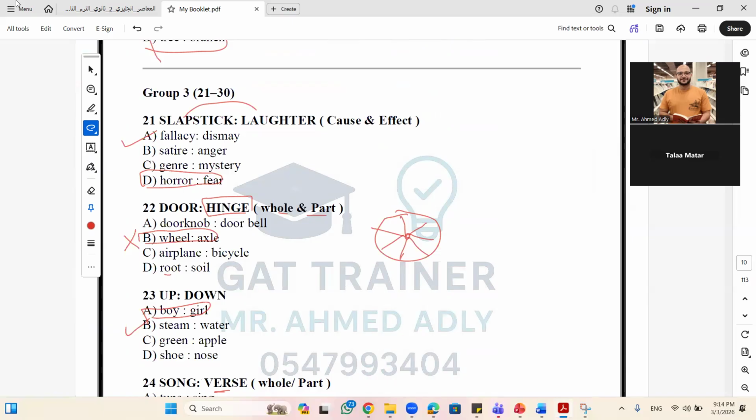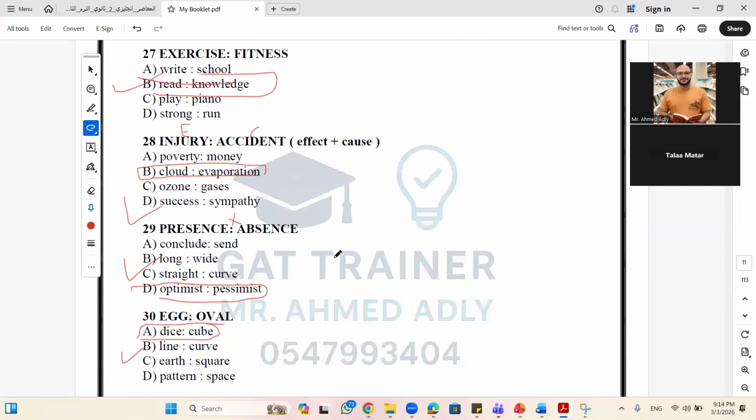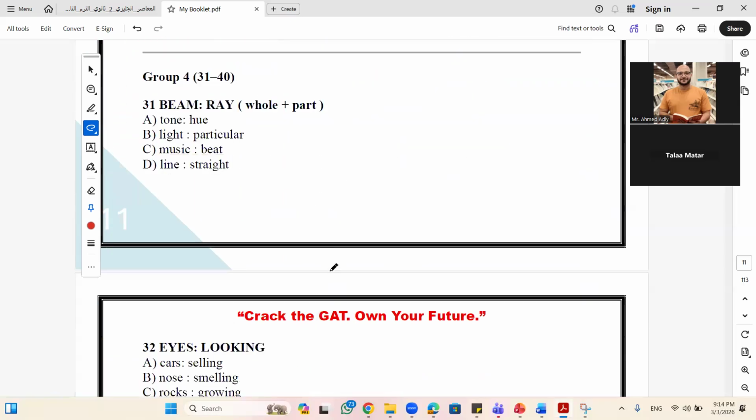Let's move to the next group. This is the fourth group, questions 31 to 40. Beam and ray. So what is a beam? It is a bunch of rays. Music and beat. Is music a bunch of beats? The beat here is a rhythm, but music is a bunch of notes, not beats.